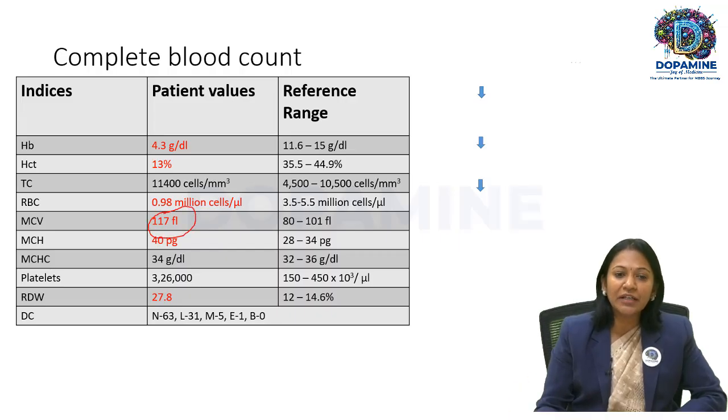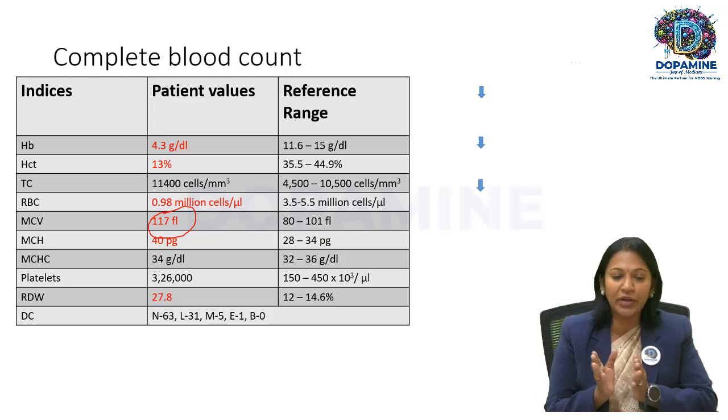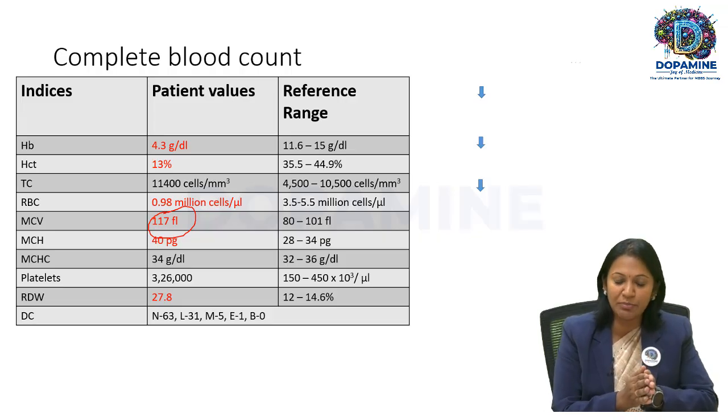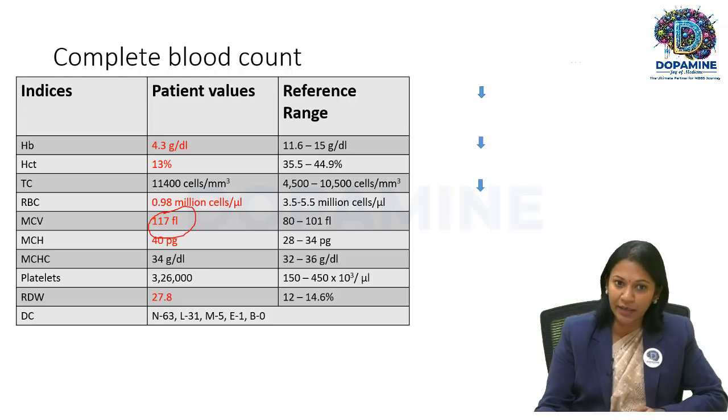Remember, whenever the MCV is more than 100, you can think of macrocytic anemia. When the MCV is more than 110, it is probably because of vitamin B12 or folate deficiency. So we are narrowing down the cause of macrocytic anemia to B12 or folate deficiency when the MCV is more than 110. MCH is abnormal, whereas MCHC will be, of course, normal. RDW is also elevated. The differential WBC count is normal. Platelets are also normal in this patient.